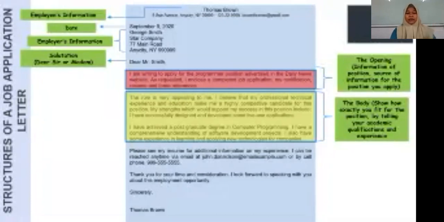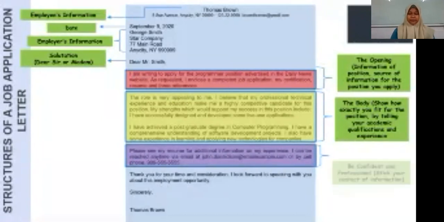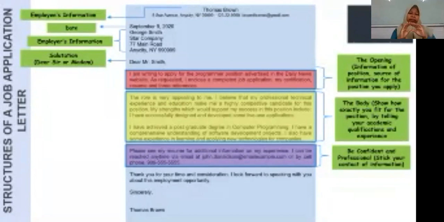Next, guys, the part that we have is this part. That's the closing. In this part, guys, be confident. Be confident that you will be called for the next interview session. Be confident that you are ready to be called for an interview. In this part, you also put your contact information that the employer can reach. You can put your phone number, you can put your email address. Put the information as clearly as possible. Make sure your phone number is active at any time, because the employer can call you anytime they want. So that's the last part of the application letter, the closing part.